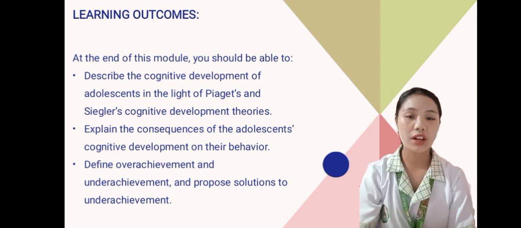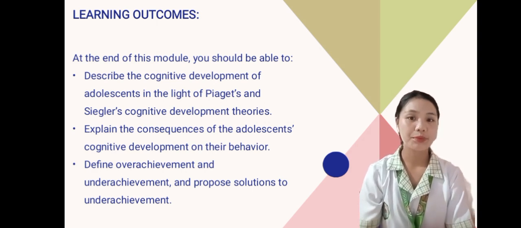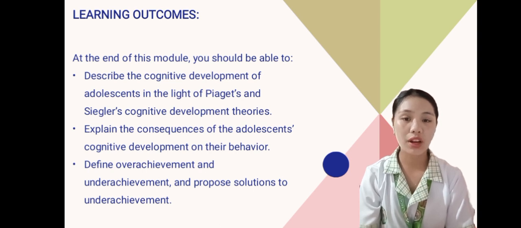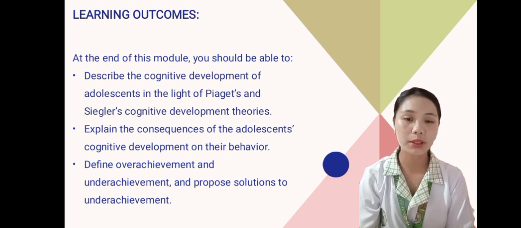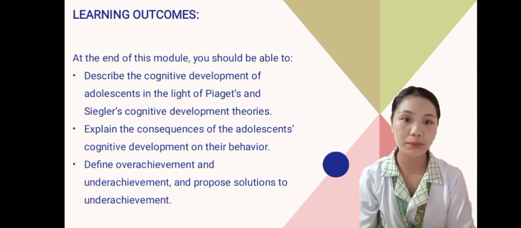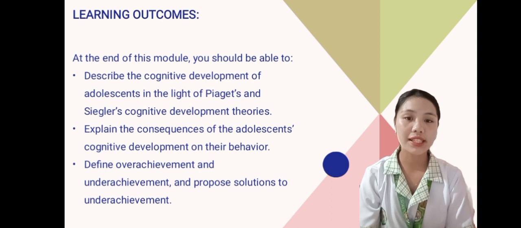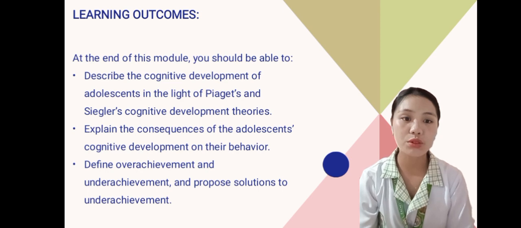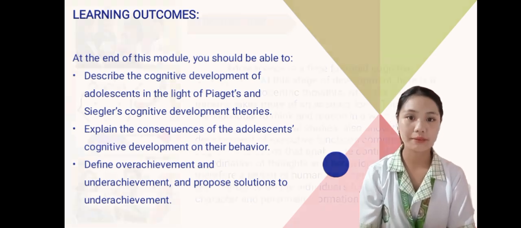So first, we have our learning outcomes. At the end of this module, you should be able to, first, describe the cognitive development of adolescents in the light of Piaget's and Ziegler's cognitive development theories. Second, explain the consequences of the adolescent's cognitive development on their behavior. Third, define overachievement and underachievement and propose solutions to underachievement.